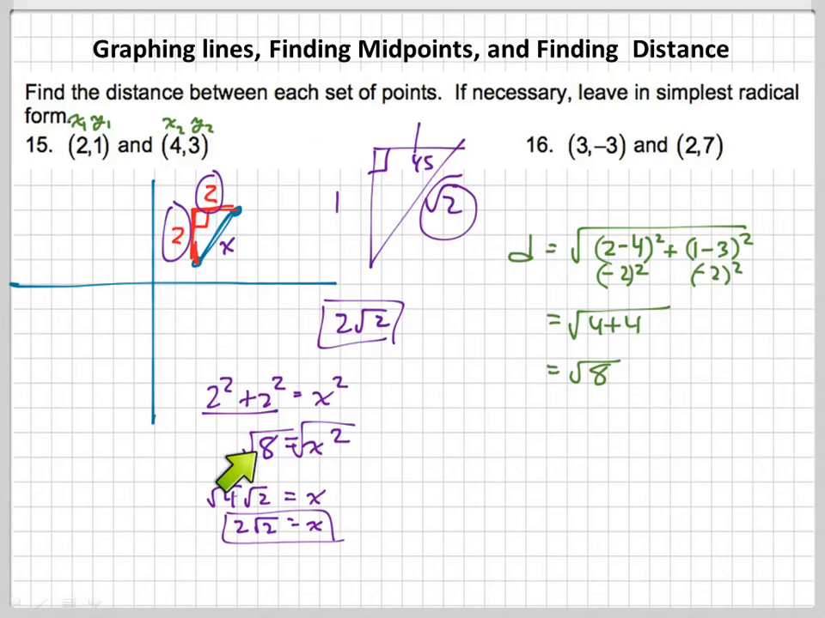That's the same thing as this right here. And so we know that this simplifies down to 2 radical 2. Done.